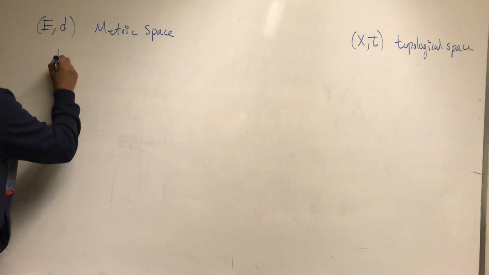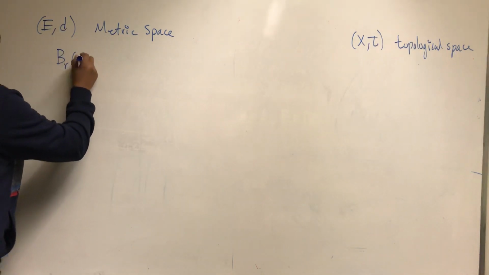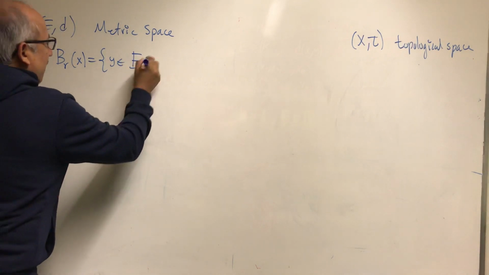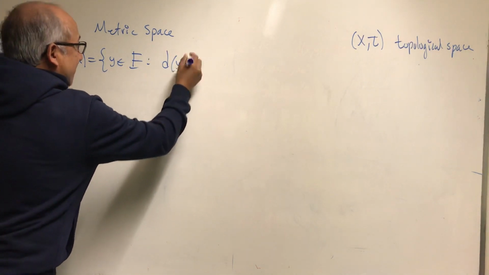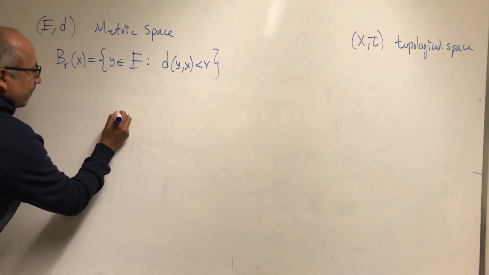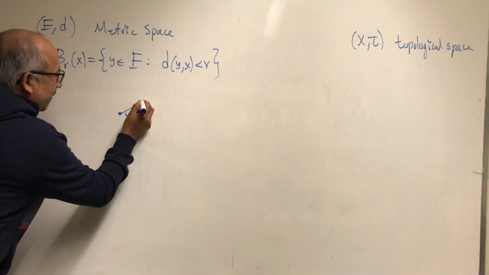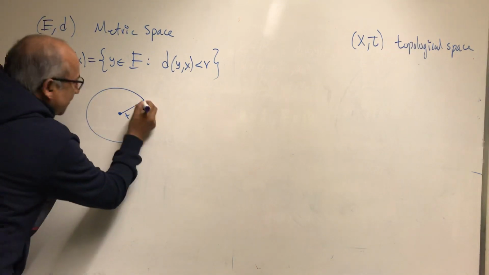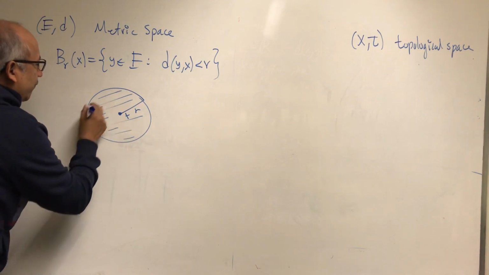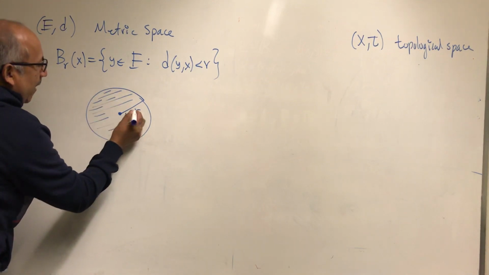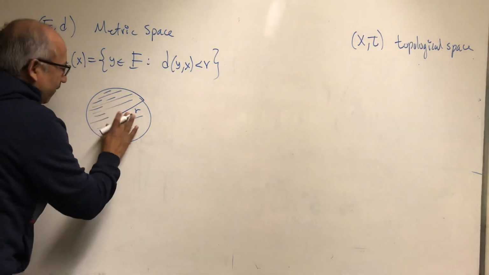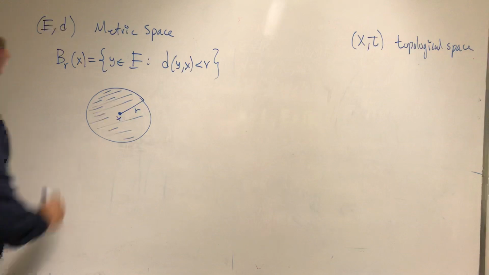Here you define balls. The ball of radius r, center at x, is the set of y's in the universe E whose distance to x is less than the radius. That's the ball. So this is the point x, this is the radius r, and this stuff inside is the ball of radius r, center at this point x. X is the center of the ball.